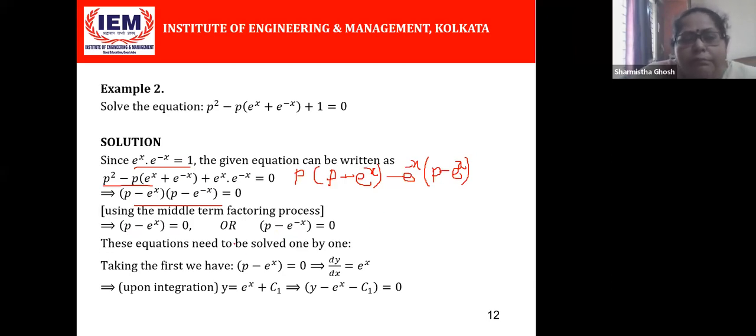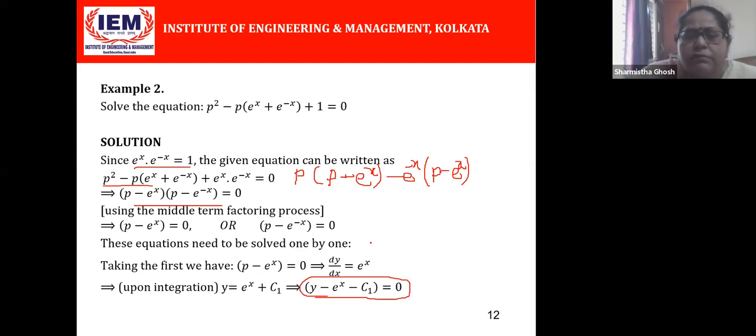So the first one, p minus e to the power x equal to 0, obviously this is dy/dx equal to e to the power x, and it's one of the easiest equations to solve, because as you integrate e to the power x, you will get e to the power x itself. So your solution here is y is equal to e to the power x plus c1, our constant of integration. So it's y minus e to the power x minus c1 equal to 0. So this is the solution to your first equation.